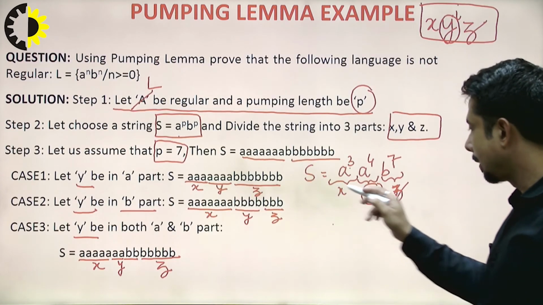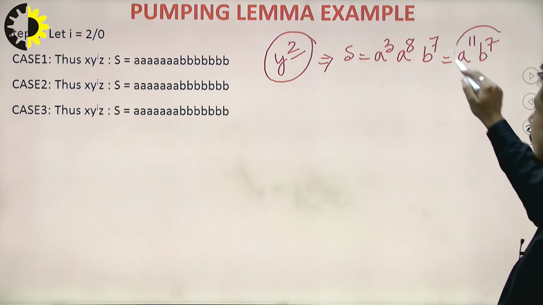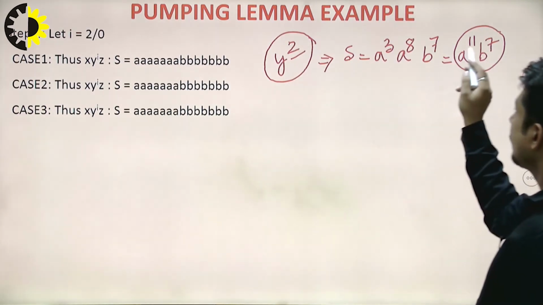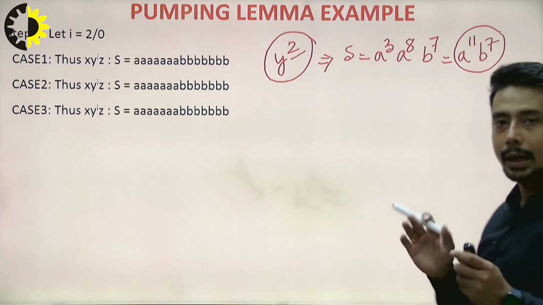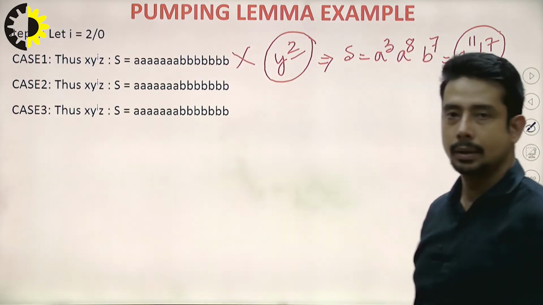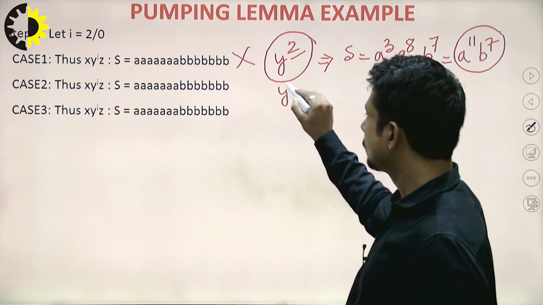Earlier it was like this, and now I have got this one. Now does this scenario accept this language? Because the n are different here, a to the power 11 and b to the power 7, the n value is differing. Therefore this is not accepted. Clear? Next comes case number 2. Here also, see, y to the power 2.